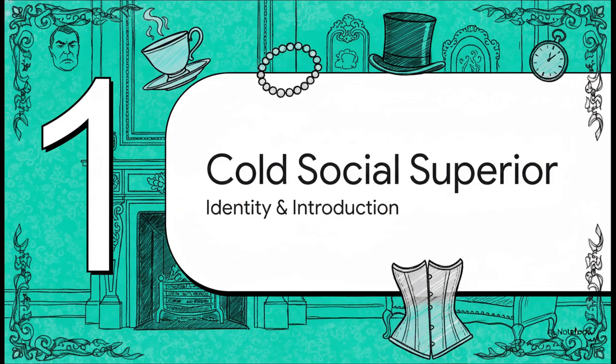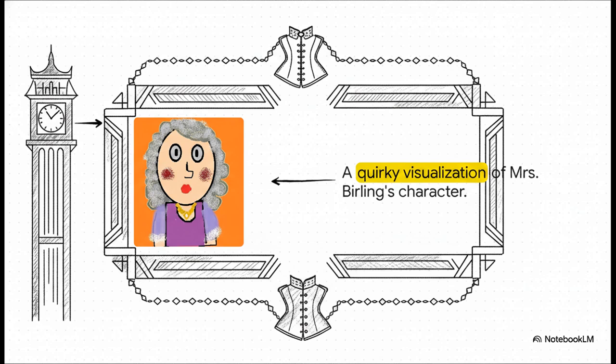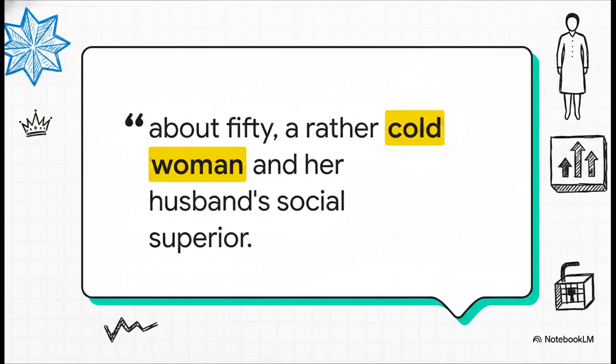Section 1. The cold social superior. Right off the bat, Mrs. Birling strikes us as this incredibly rigid, unyielding figure. She's someone who cares deeply about outward appearances, strict social etiquette, and keeping absolute order in her household. In fact, before she even speaks a single line of dialogue, J.B. Priestley gives us these opening stage directions.